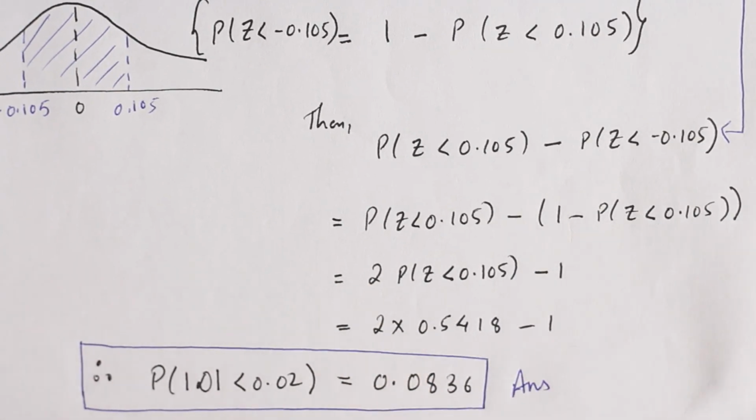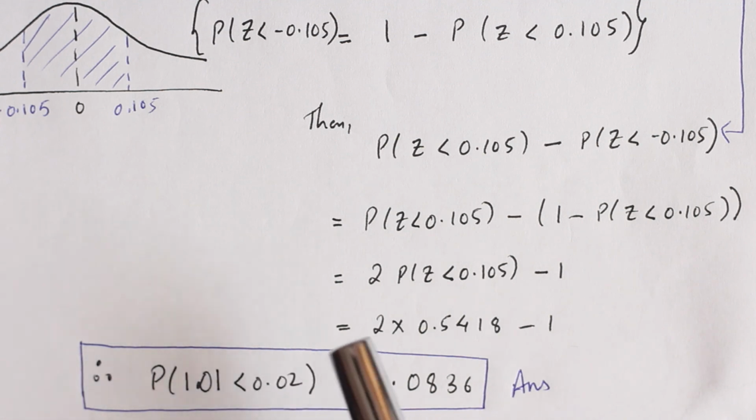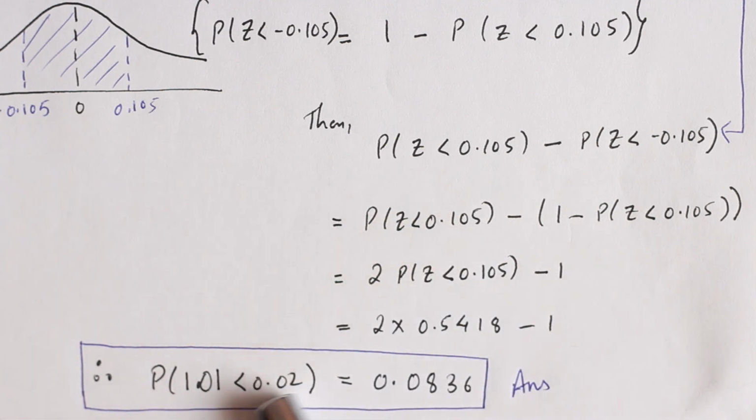And hence, what you can see here is basically the simplification. You can use a calculator to do this one, or you can look at the table and then you find that your answer is 0.0836. Okay, so that's about it. And that's question number 7.